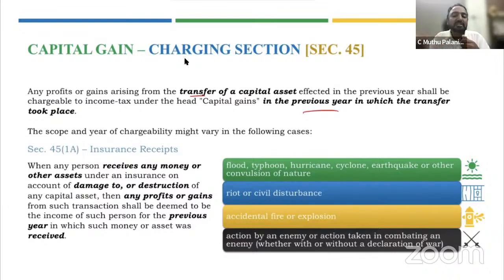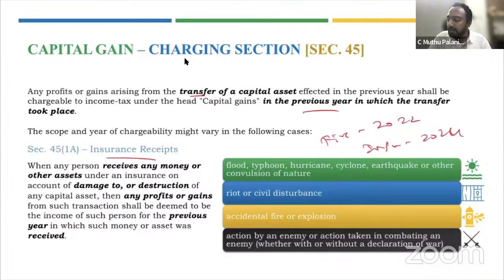But after 2 years, I'm receiving the insurance receipt. Insurance receipt is taxable in the year of receipt. So let's say fire happened in 2022 and insurance is received in 2024. This is the year I'll recognize capital gain.